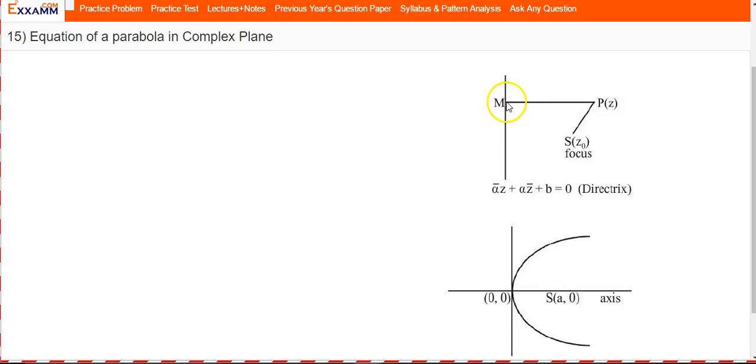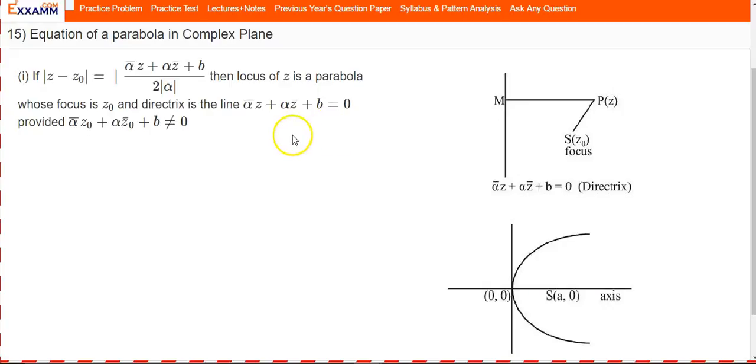And what is the formula for distance of a complex number from a line whose equation is given? We have to just put z here and divide it by 2 modulus of alpha. So it would be modulus of alpha bar z plus alpha z bar plus b, modulus close, divided by 2 modulus of alpha. Now this has to be equal to modulus of z minus z0. So this is our equation of parabola.